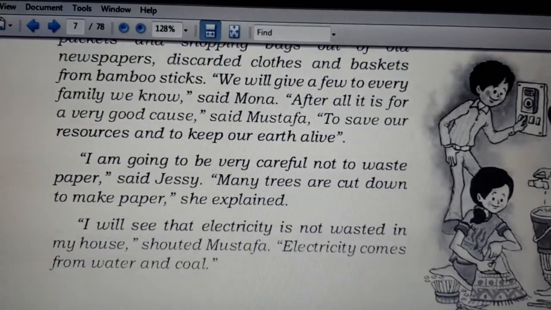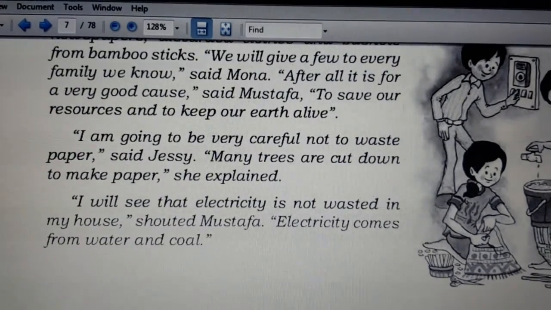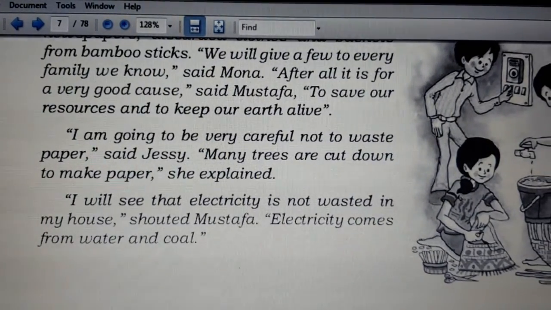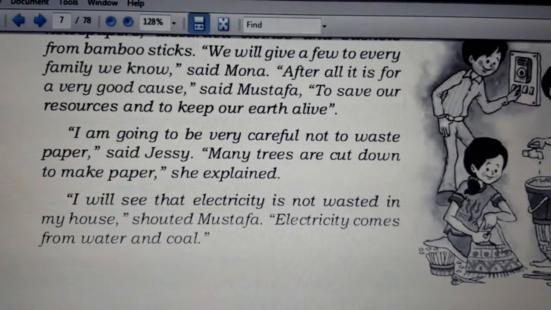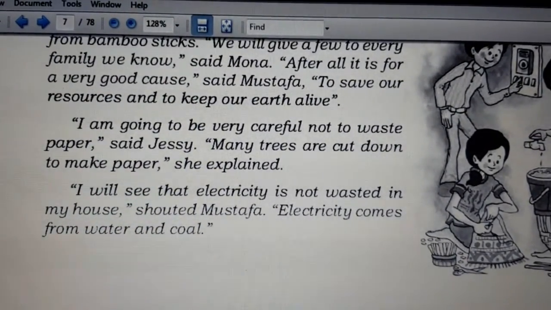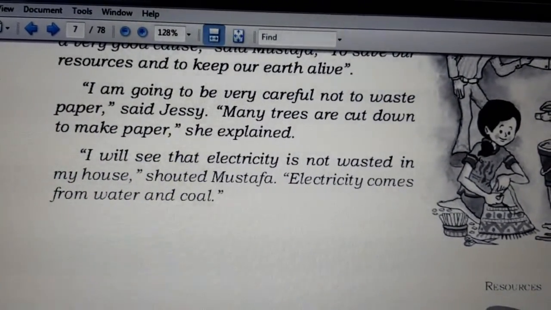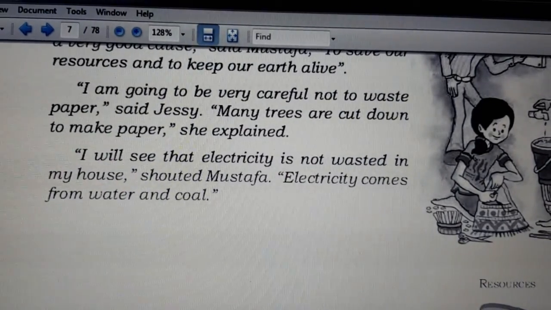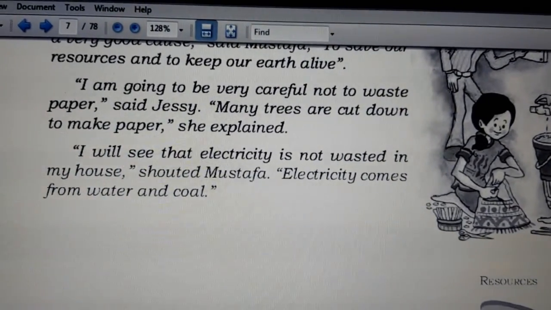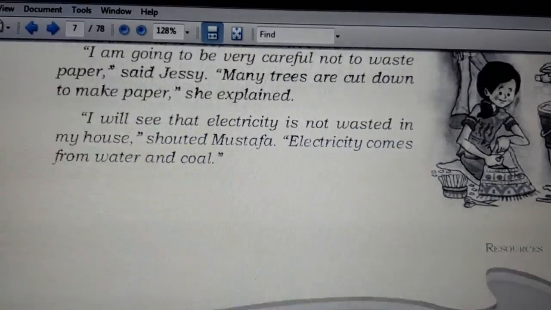"I am going to be very careful not to waste paper," said Jessie. Many trees are cut down to make paper. Paper is made from trees, so if we waste a lot of paper, a large number of trees are cut down. She explained. "I will see that electricity is not wasted in my house," shouted Mustafa. Electricity comes from water and coal. We should not waste electricity as it comes from water and coal.